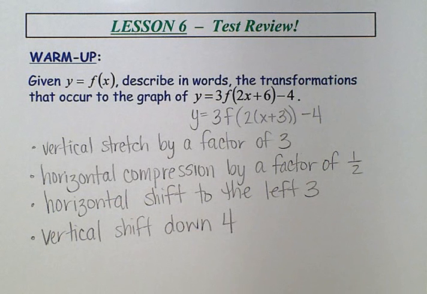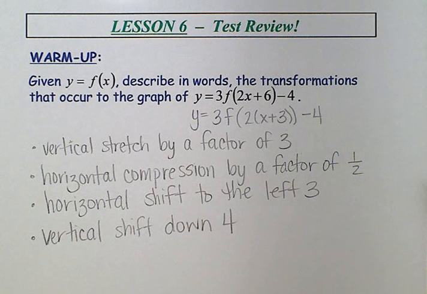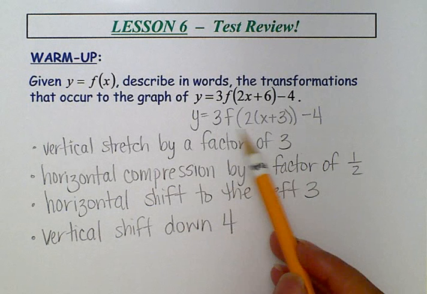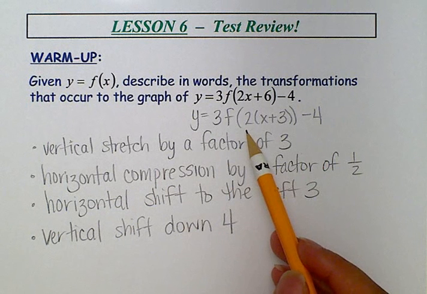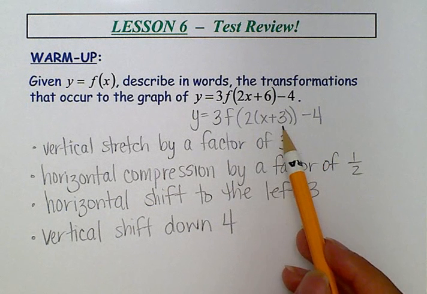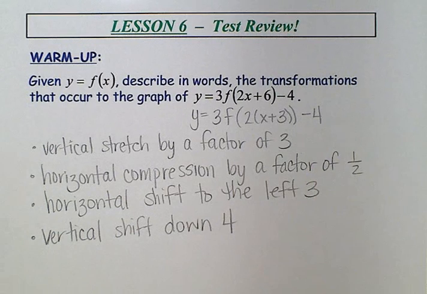So the first example we're going to be looking at from the practice questions is a question where we're going to transform an exponential function. The transformations applied to that exponential function are a vertical stretch by a factor of 3, a horizontal compression by a factor of a half, a horizontal shift to the left 3, and a vertical shift down 4. So let's take a look at that example.